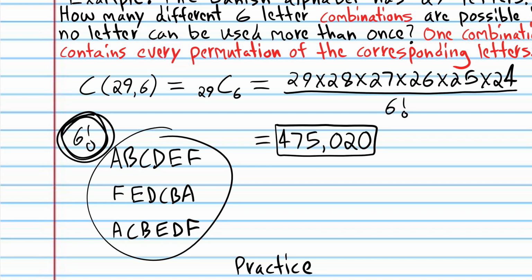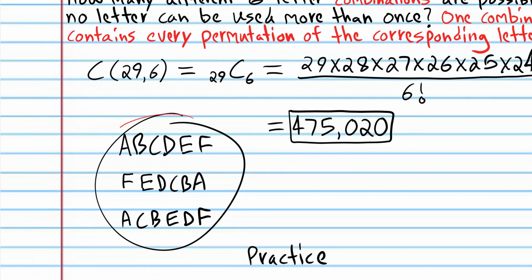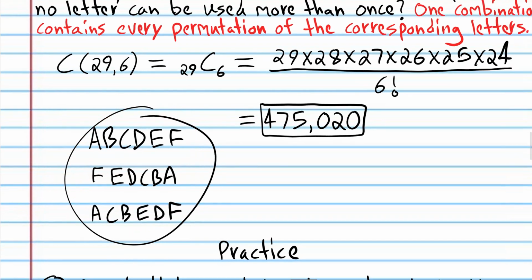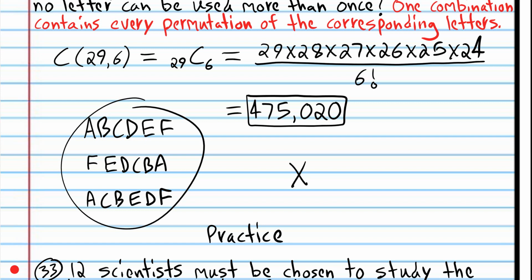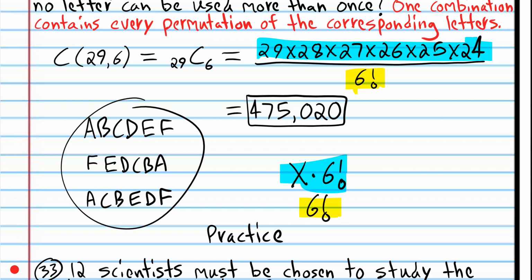So for every combination of letters, there are 6 factorial permutations. We're counting the number of groups, but then multiplying that by 6 factorial. That's this blue part here. What we're doing is dividing out the 6 factorial because we don't care about the permutations. We're dividing all this out, and we're left with the number of combinations, which is going to be a lot less because we don't care about the permutations.